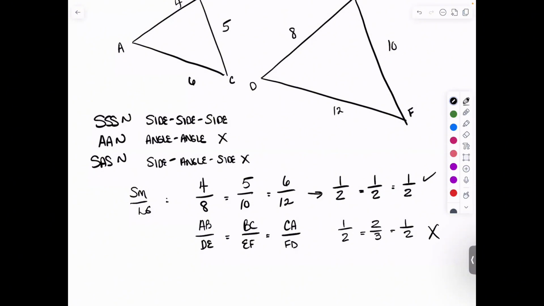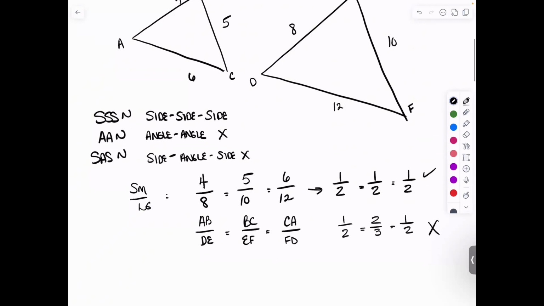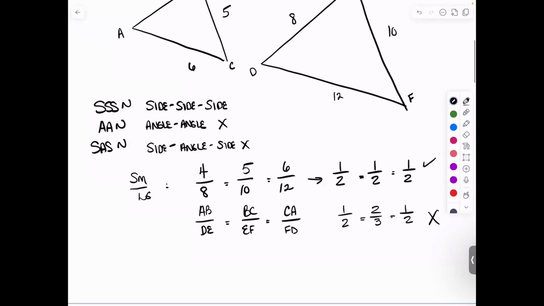And because we can't use the other two theorems, this is a non-similar situation. But yes, we do have similarity, and we would of course use our triple S triangle. I like to abbreviate. A lot of times you can abbreviate these really long theorem names.